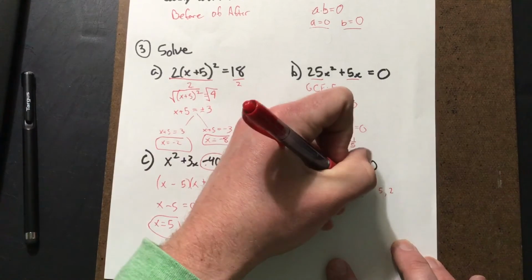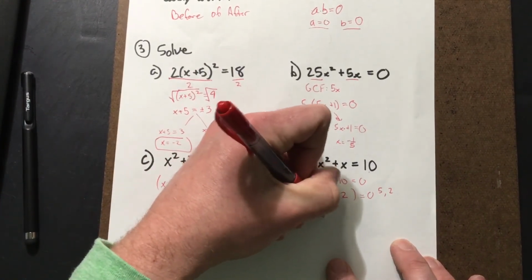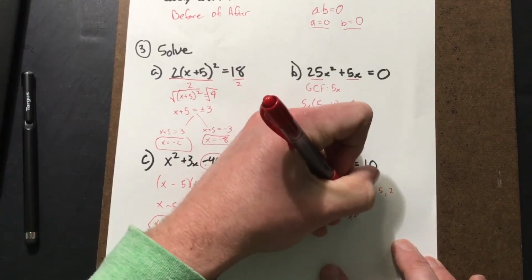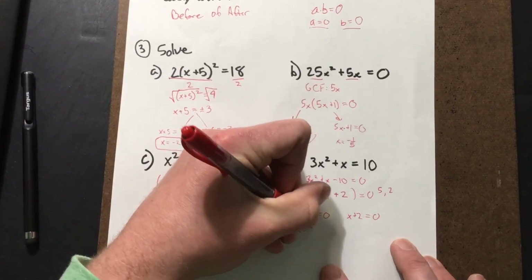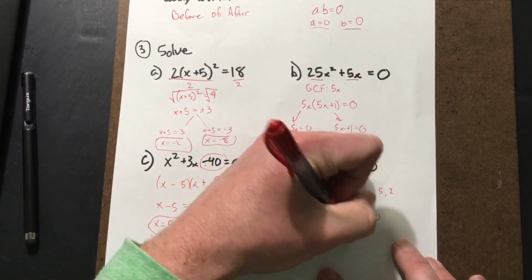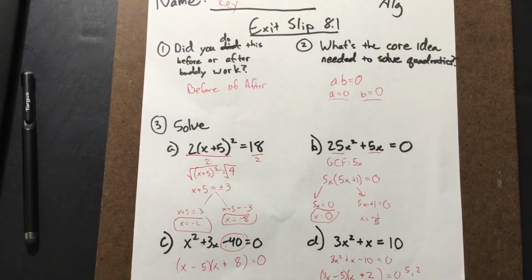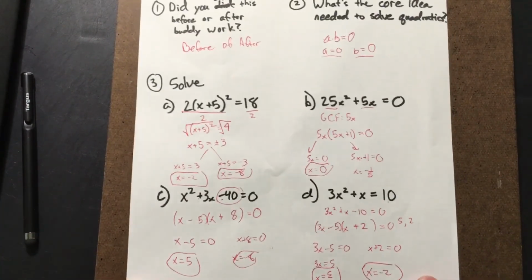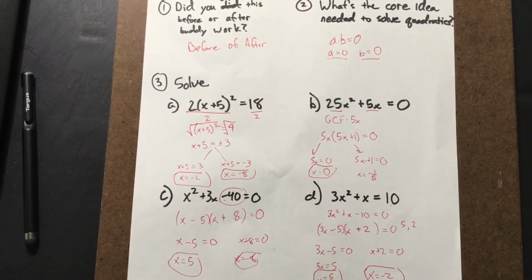Again, break it down, so this is equal to 0. 2 separate equations: 3x minus 5 equals 0, or x plus 2 equals 0. Add 5, 3x equals 5, x equals 5/3, and then subtract 2, x equals negative 2. And there we go, that's our exit slip. Hopefully you did well on it. If not, hopefully you learned from watching me go over the exit slip.